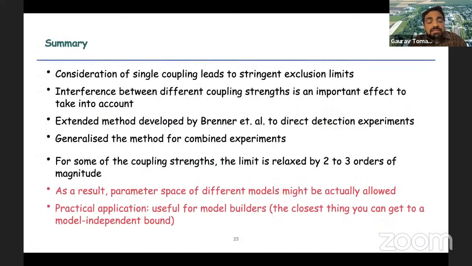Okay, so with this, I could summarize that consideration of a single coupling leads to a very stringent bound. Interference is a very important effect one should take into account.